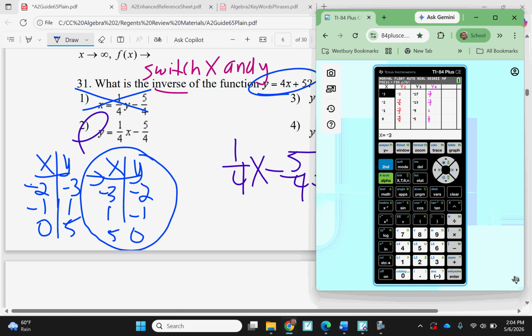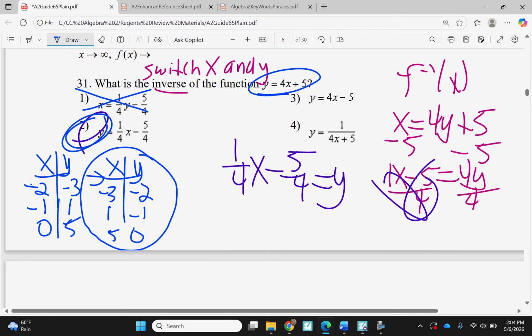I go to my table, and I am looking for what I circled, -3, -2. So -3, -2 is red. 1, -1 is red and black, but red works for both. 5, 0 is red. Red is y2. y2 is this one right here.